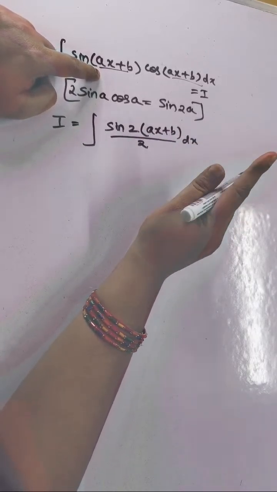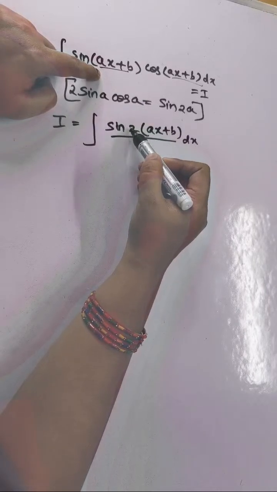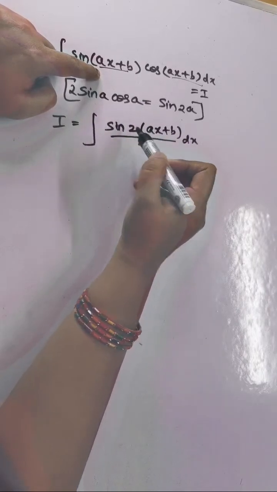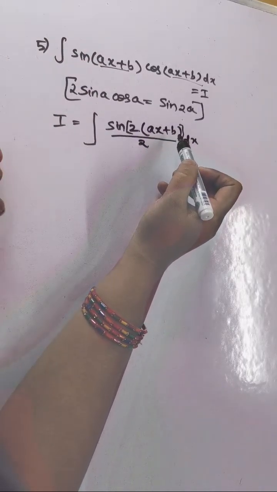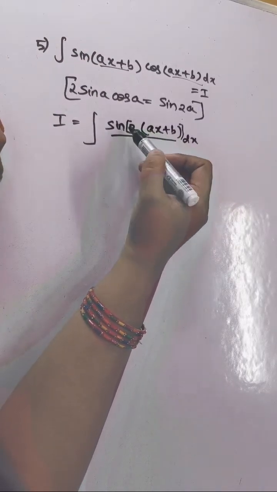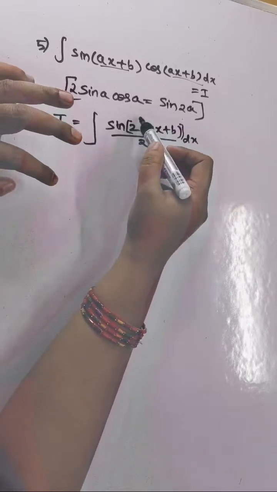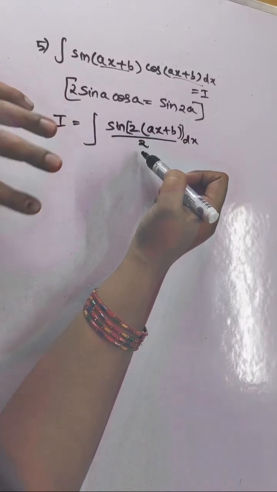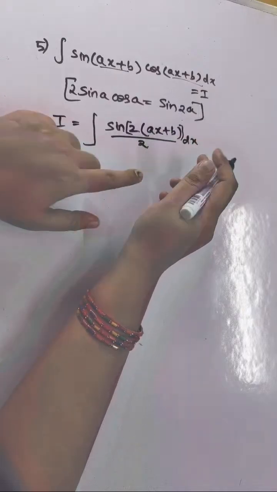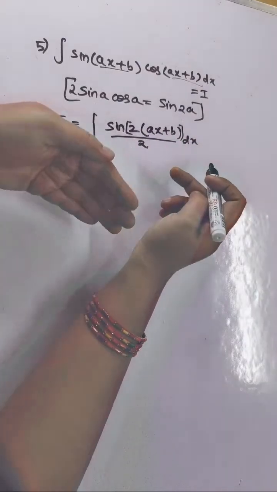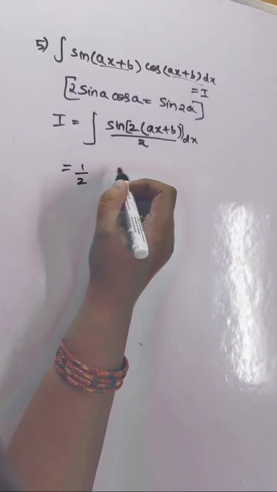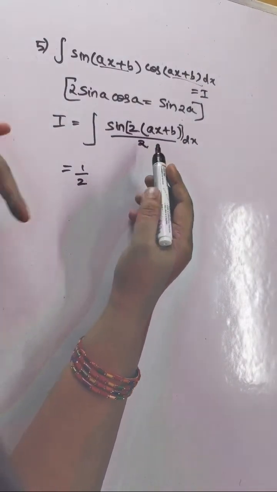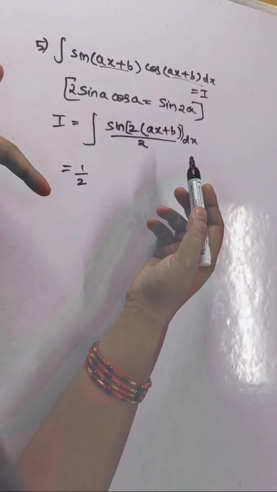One more thing you have to be careful about: you cannot cancel these 2's, because it is sin of 2 into (AX plus B). It is not 2 into sin. So you cannot cancel these 2's. Don't make that mistake. Since it is a whole by 2, you can take it out of the integration. And now, integrating sine, because you have only one function here.